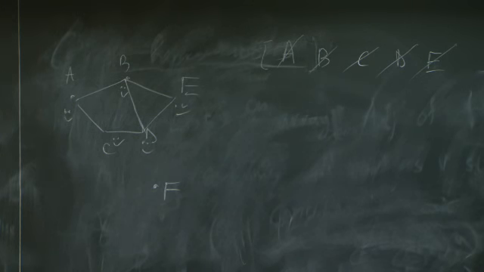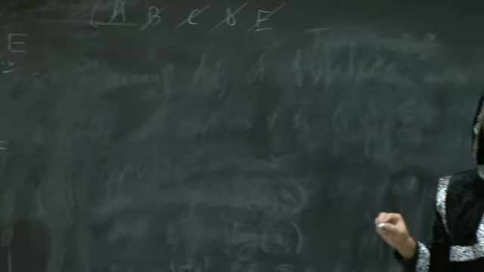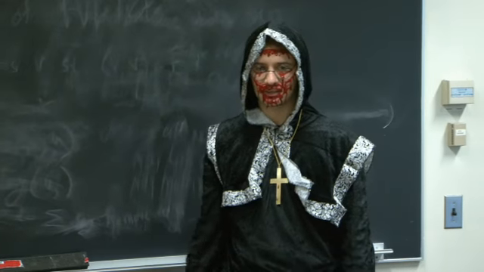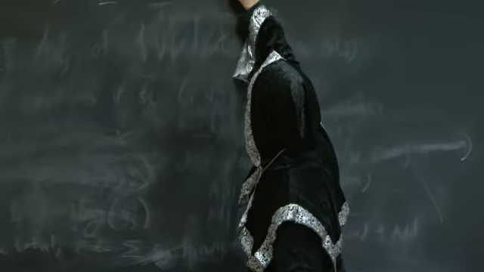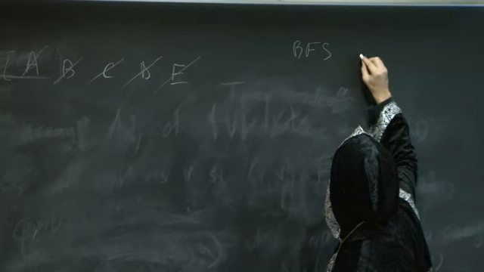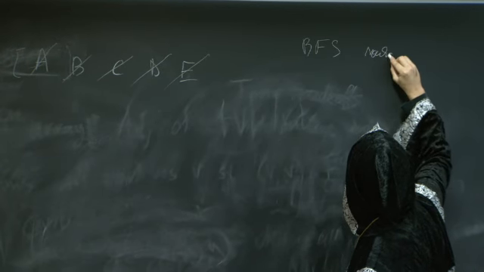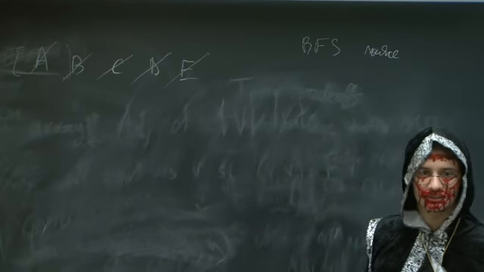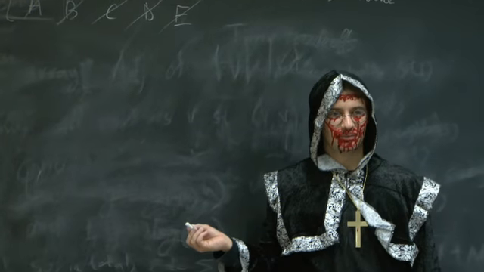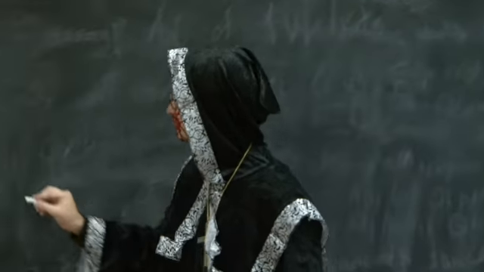But how did you get to A then, right? A is the first node. I started with A because I said I'm doing a breadth first search starting from A. So BFS starts from somewhere. A BFS has a source, and we'll see why that matters in a bit. So do I ever get to F? Nope.